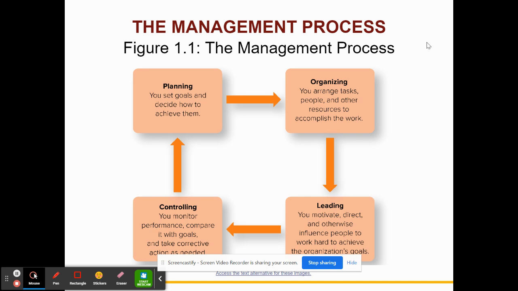And then controlling, monitoring performance, comparing it with goals, and taking corrective action as needed. Okay. And then, as you can see there, the flow chart then arrows back up to planning. Okay. So, if controlling, if you notice all of a sudden that maybe the plan is not what we need, maybe it needs to be slightly adjusted, okay, then we can go right back into that revising of the planning stage, and then we can start the whole process over, right? So it's very much a flow chart in how our four functions of management work.